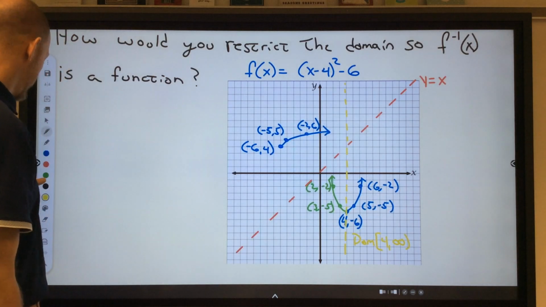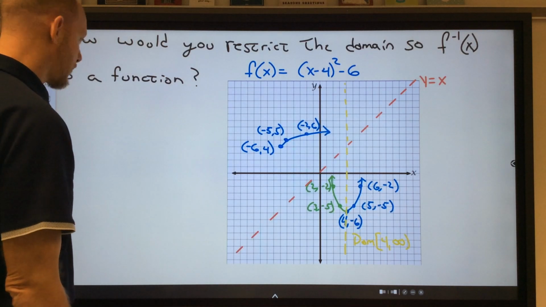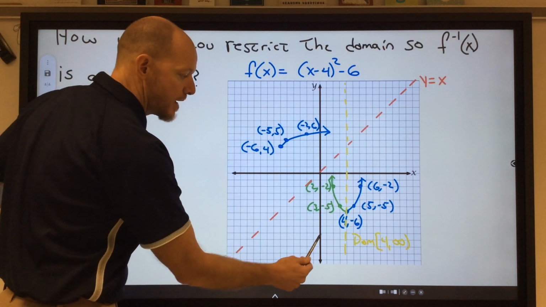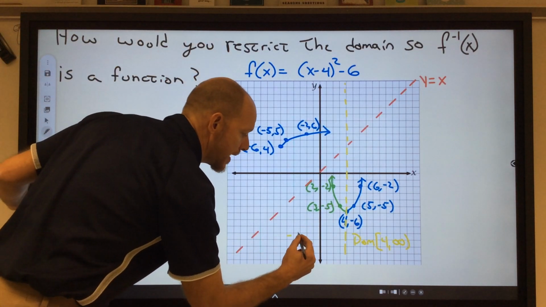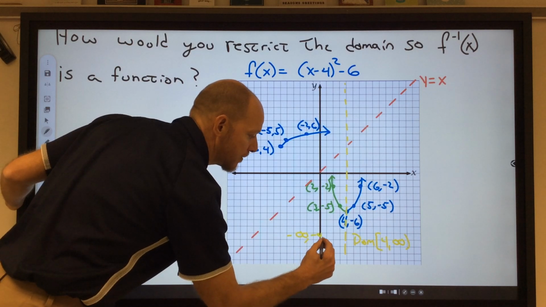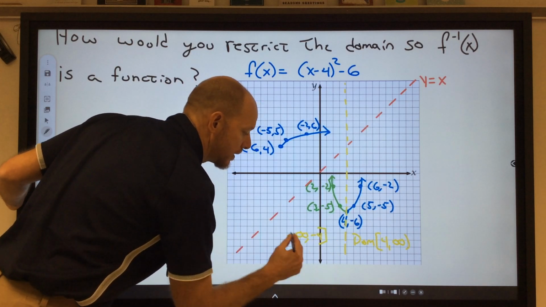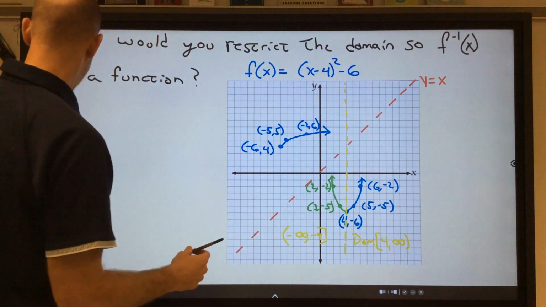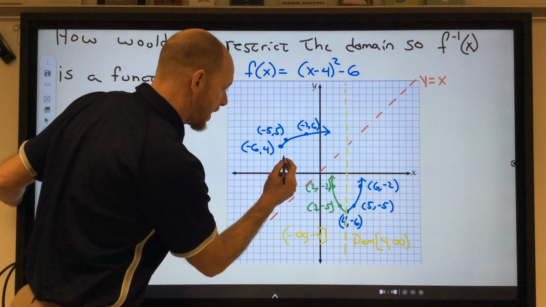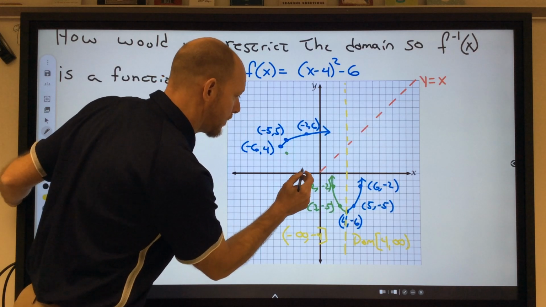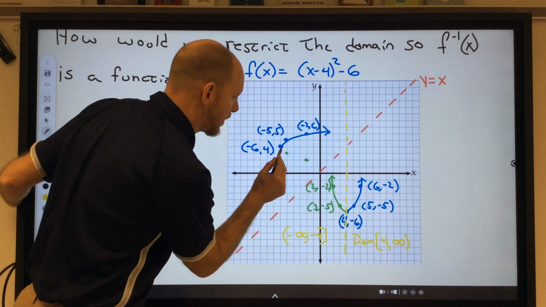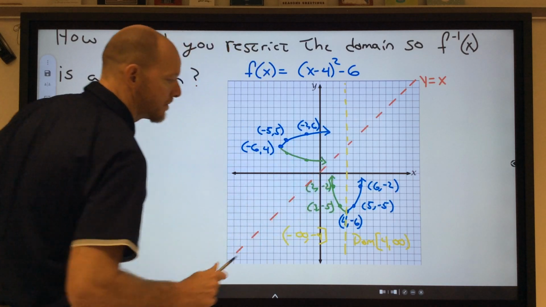Now on the flip side, if I wanted to get the green graph, I would have to go from negative infinity to 4 to get the green graph. And the green graph would look as follows. We would have that point here, and we would have our point at negative 2, 2, right there. And here's our green graph.